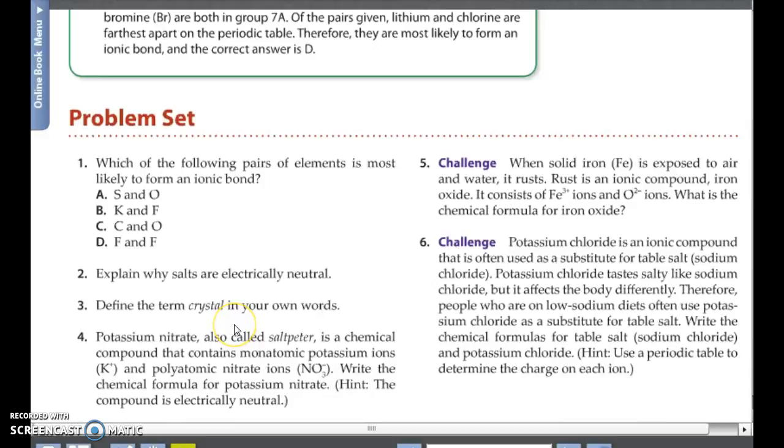Define the term crystal in your own words. Well, it's your own words. If I had to do it, I would say it's the three-dimensional form, like a cube, that's formed when you have the repeating of the cation and the anion in an ionic compound. So basically, you want to make sure you have some positive and negative, the fact that the positives are always going to be surrounded by the negatives, and that's going to give you that nice form, usually a cube.